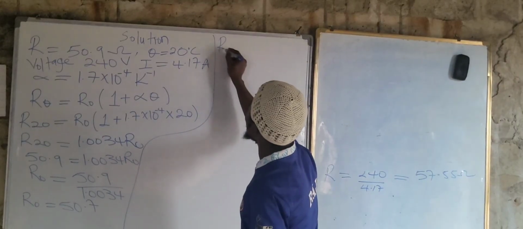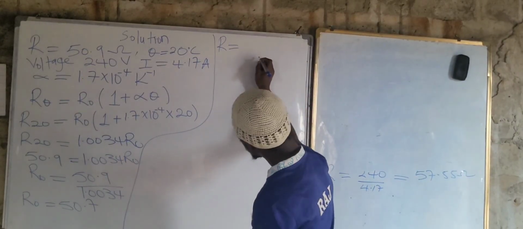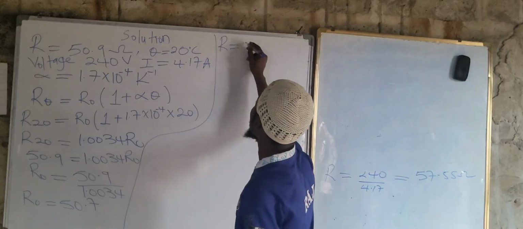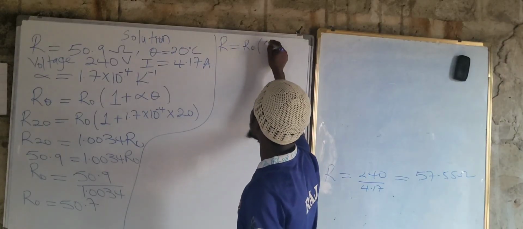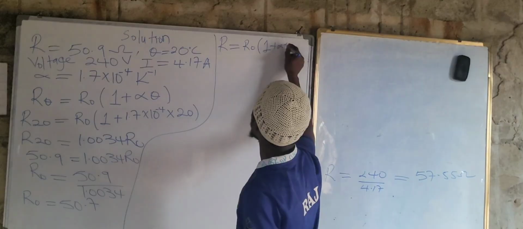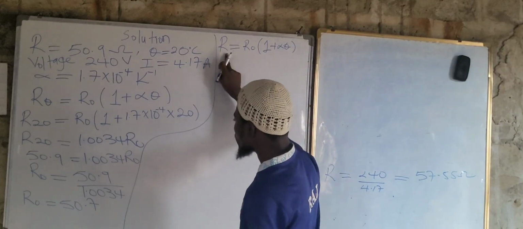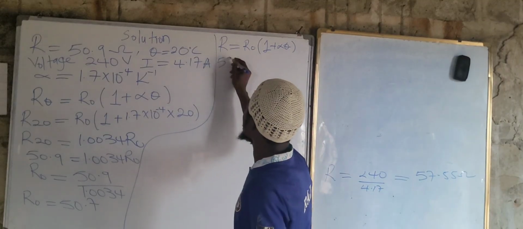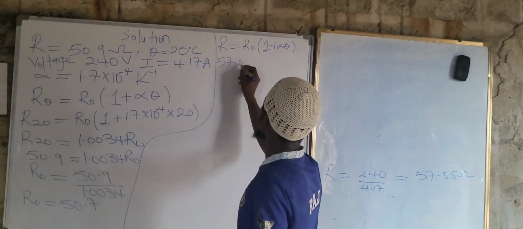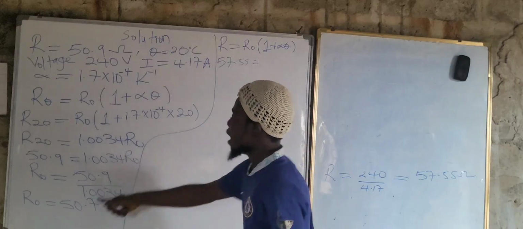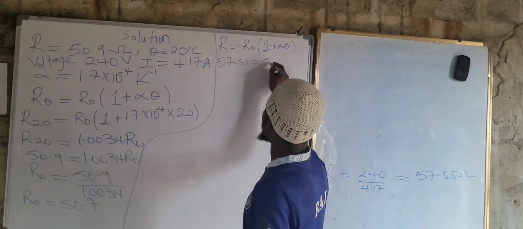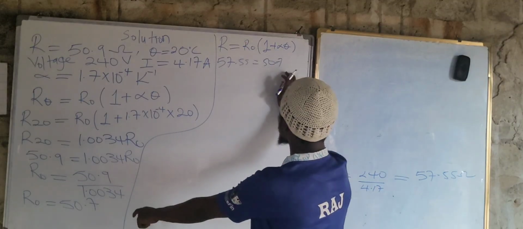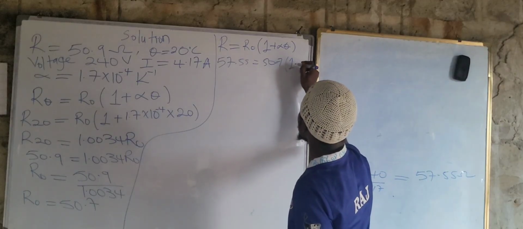Now, the current is equal to what else do we have? 50.7. Let's see the formula now. I0 into 1 plus alpha and theta, right? I is 57.55 here, which is equal to, and what is R0 here? 50.7. That's what we have, into 1 plus.